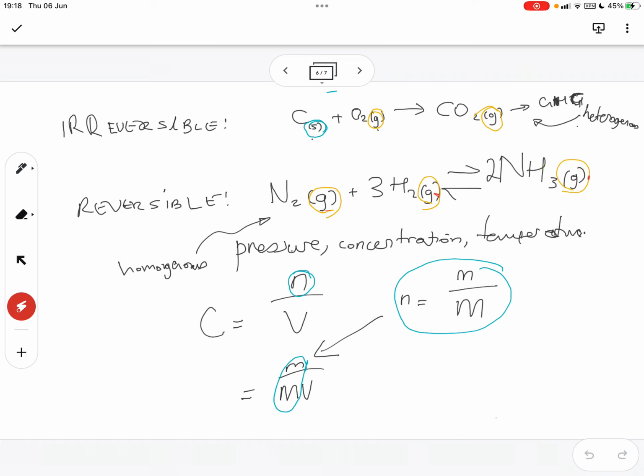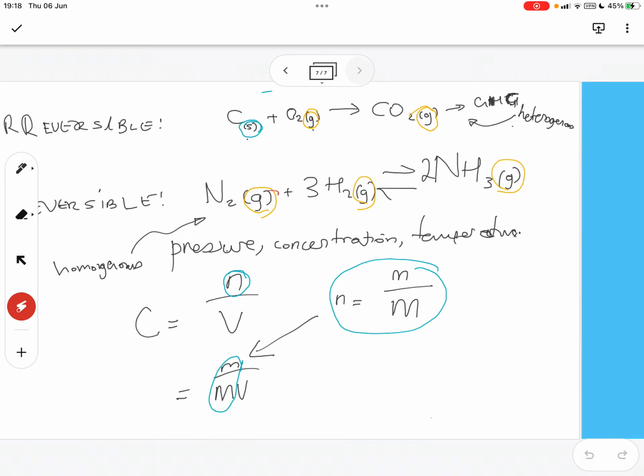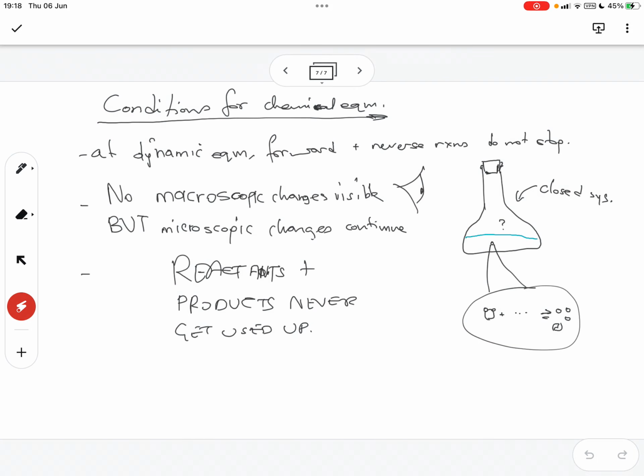Then we have a reversible reaction where two gas types react and they give us another gas. So here we say this is homogeneous because everything is a gas.